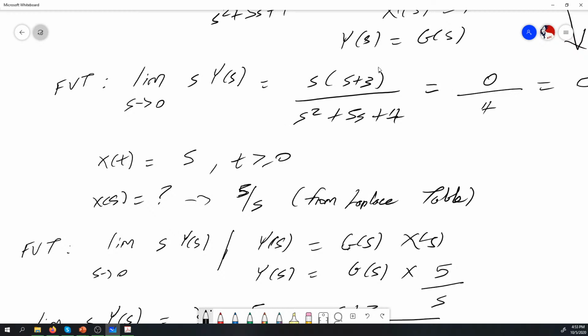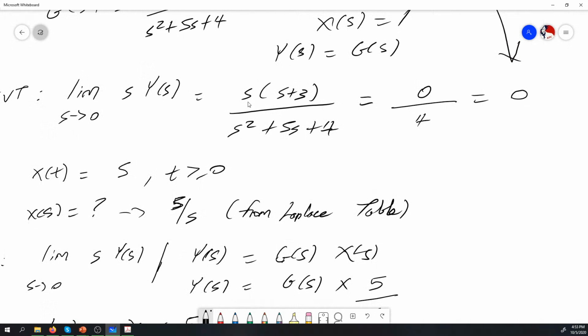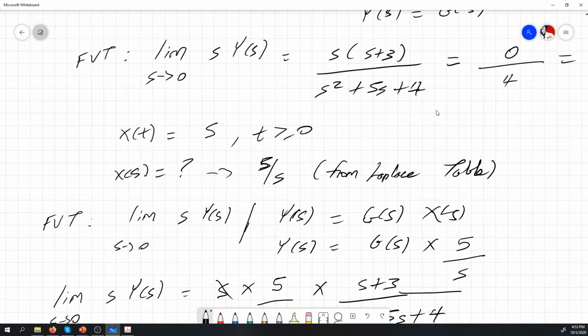And in evaluating this, we basically see that the numerator here will be 0 multiplied by 0 plus 3, giving us 0 here. And the denominator here would be s squared plus 5s plus 4, so this s squared component here will go to 0. This 5s component here will be 0, so the denominator will be 4. 0 divided by 4 will just give us 0. So that basically answers the second question.